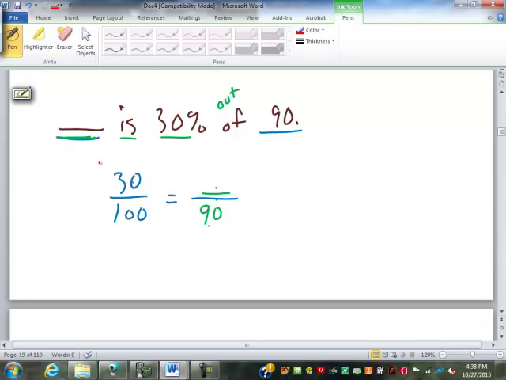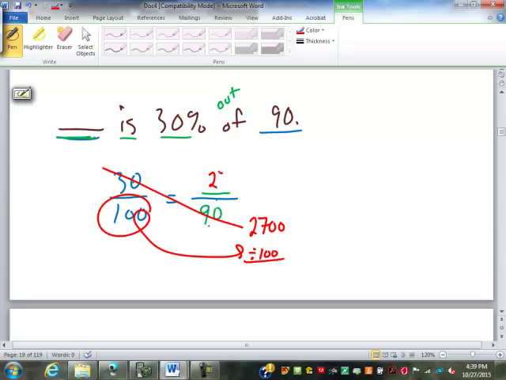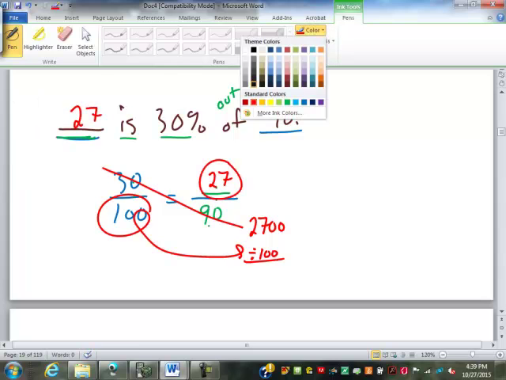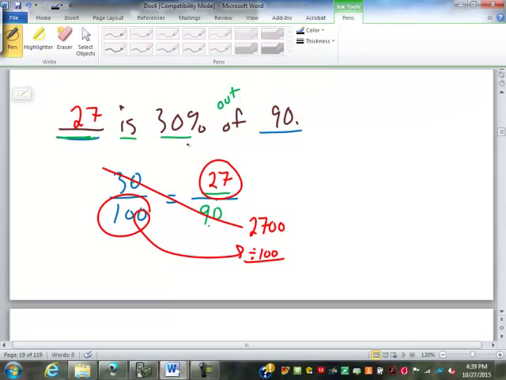Cross multiply and divide. 30 times 90 is 2,700. Divide by 100 is 27. So 27 is 30% of 90.